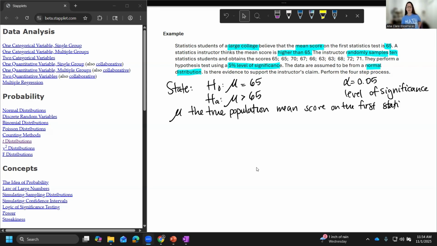Okay, now that we have set up our null and alternative hypotheses, we've identified our parameter, and we have written our level of significance, we're going to move on to our conditions. So we're going to plan by checking random, independent, and normal.